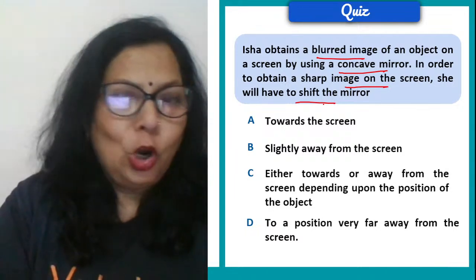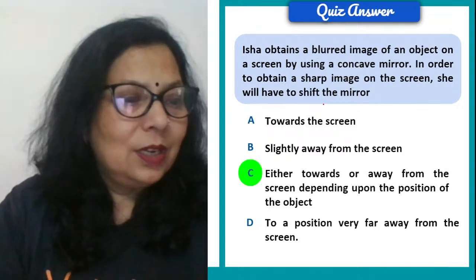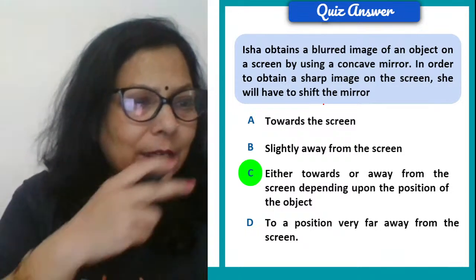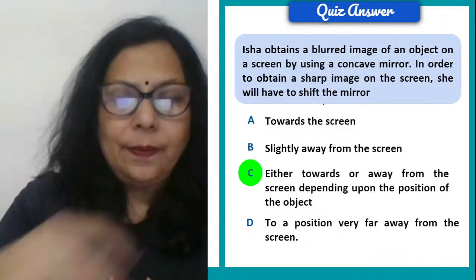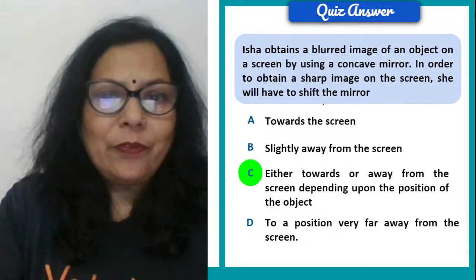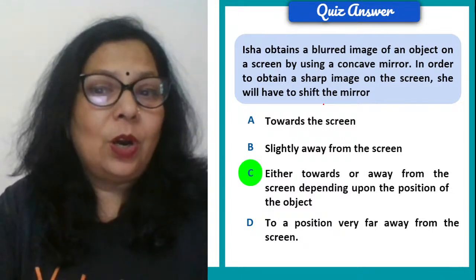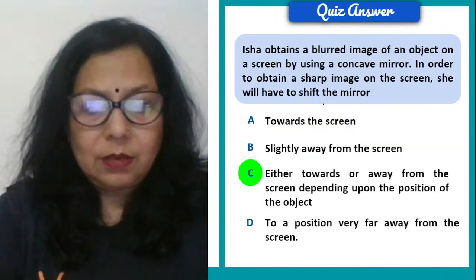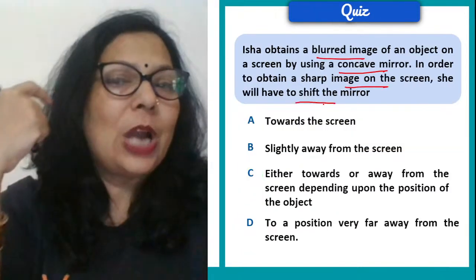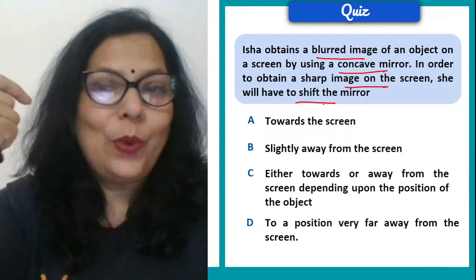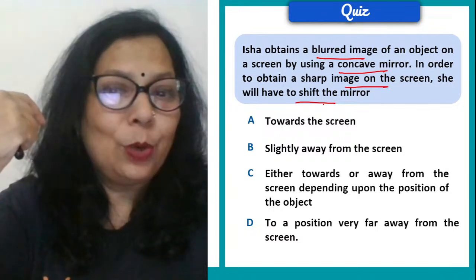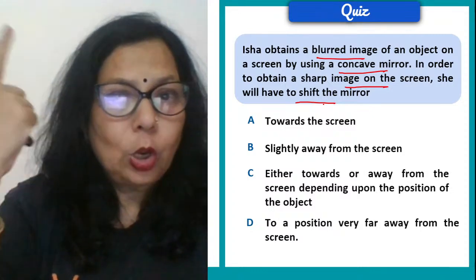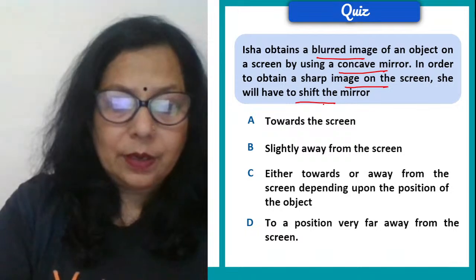Yes. All of you are confused? It is C. Aryan, you are right after your first trial. Either towards or away from the screen, depending on the position of the object. It depends upon the object. Yes, you get a sharp image. Dentists use it when the object is within the focus, close by, so it depends on how much distance there is between the object and the mirror, right?